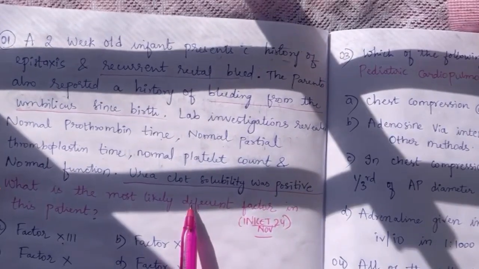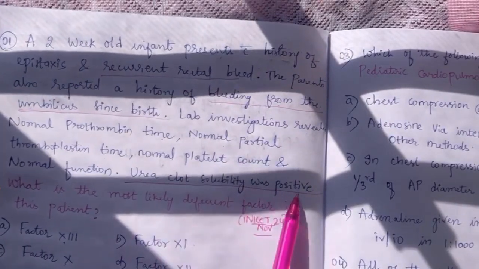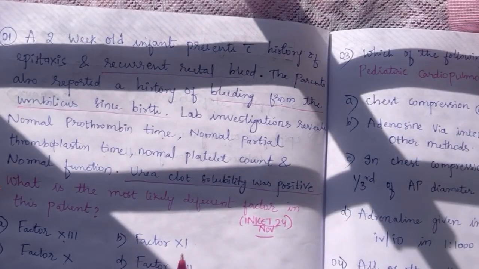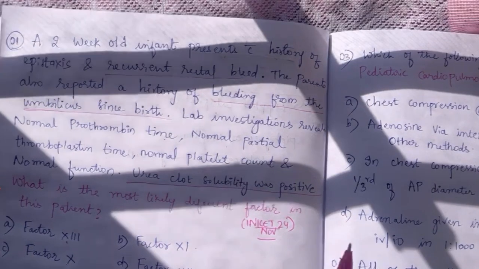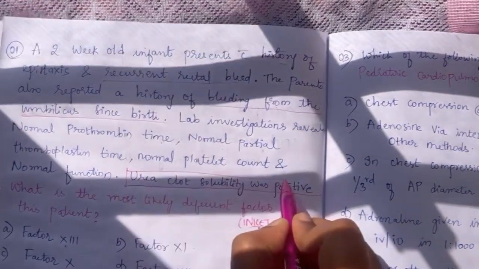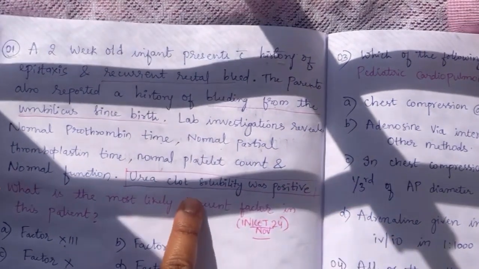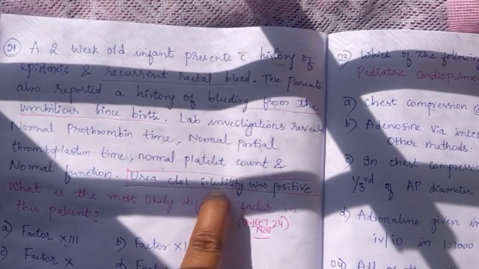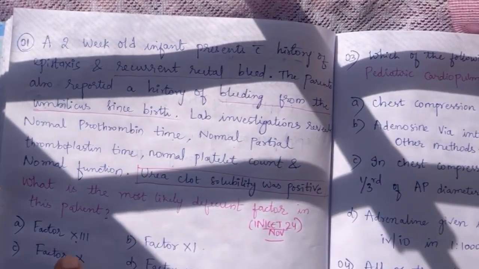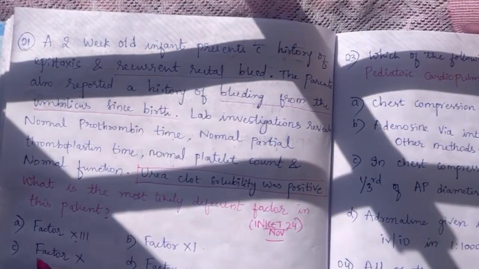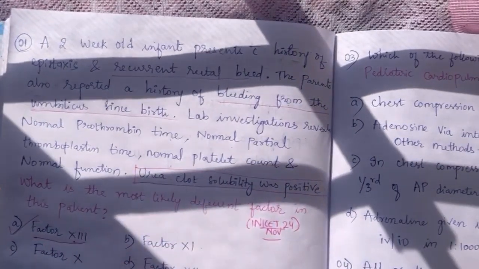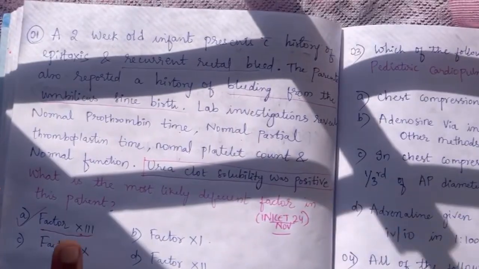The only clincher in this question is that the urea clot solubility test was positive. While solving questions, there would be some keywords that, if you know the keyword, you'll directly know the answer. Here the keyword is urea clot solubility test is positive. Urea clot solubility test is only done for factor 13, which is also known as the fibrin stabilizing factor or clot stabilizing factor. So as the test was positive here, this answer can be marked in less than 30 seconds. Here the answer would be factor 13.